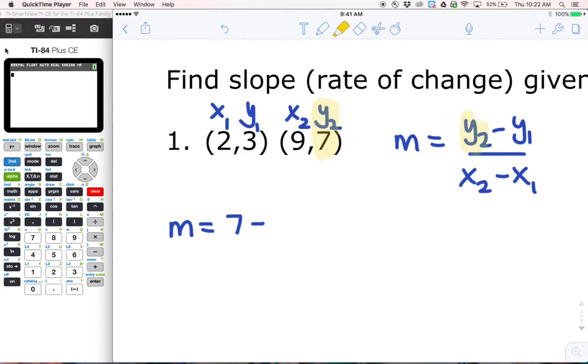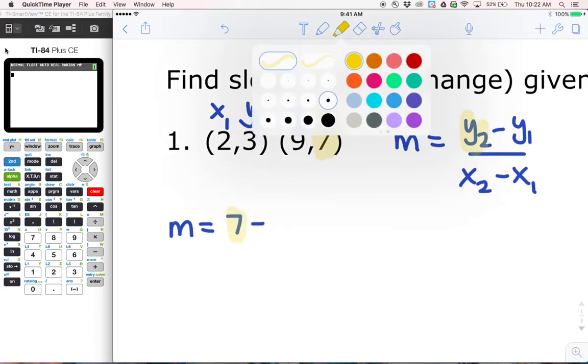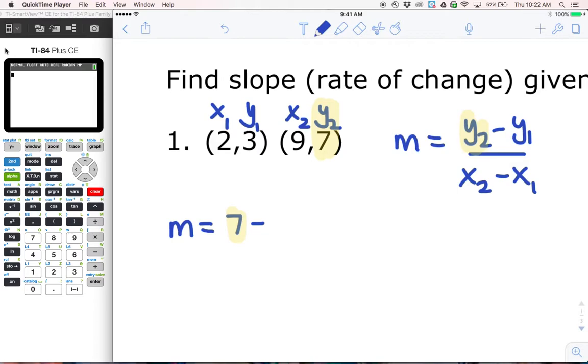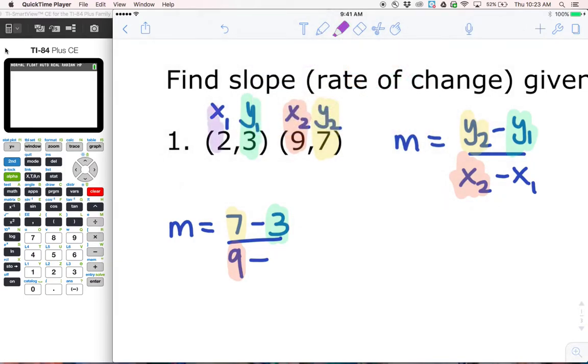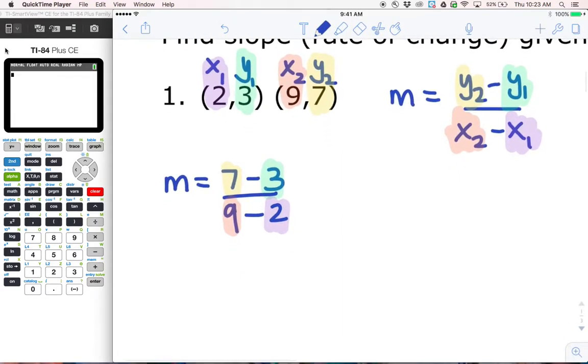So let's see here, we've got m equals, all right, y2 is 7, minus y1, which is 3. So minus y1, we're using 3, divided by x2, which is 9. x2, we're using 9. And then we're subtracting the last one here, which is 2. x1 is the number 2. All right, thank you for being patient while I did my color coding there.